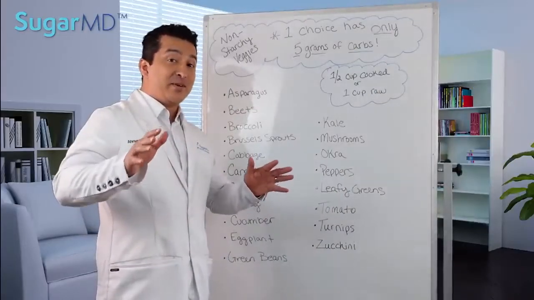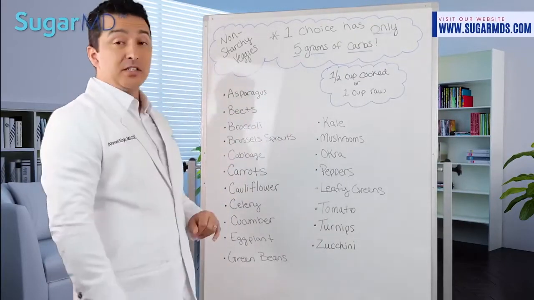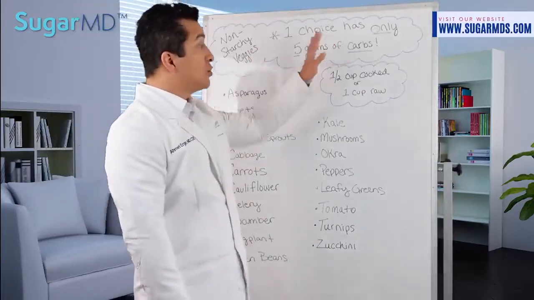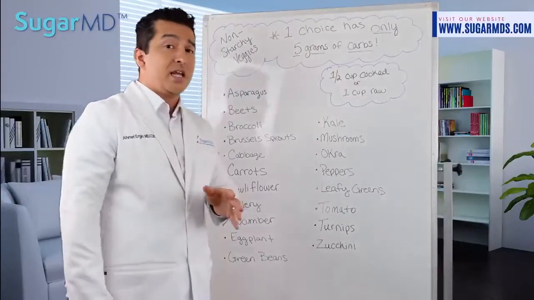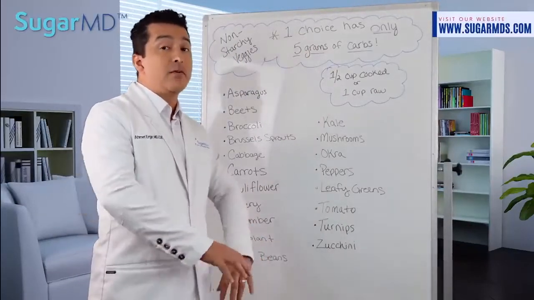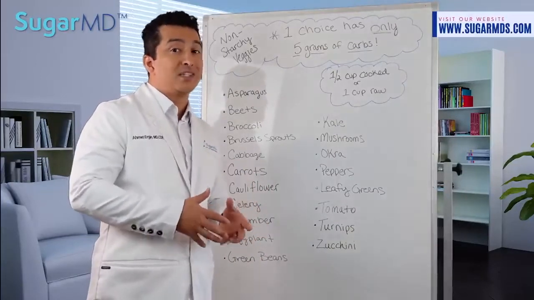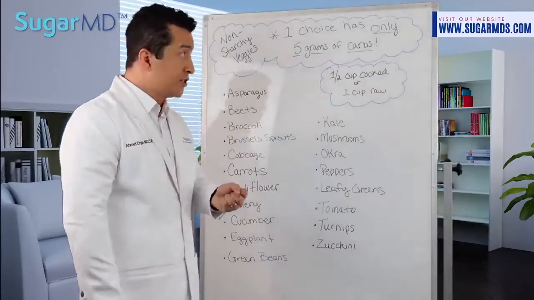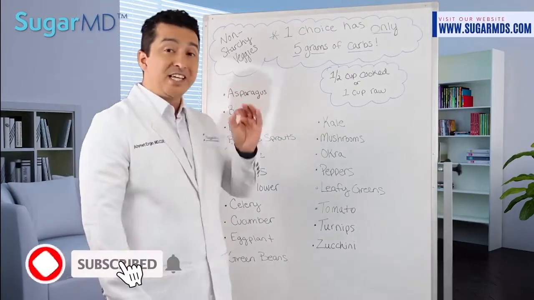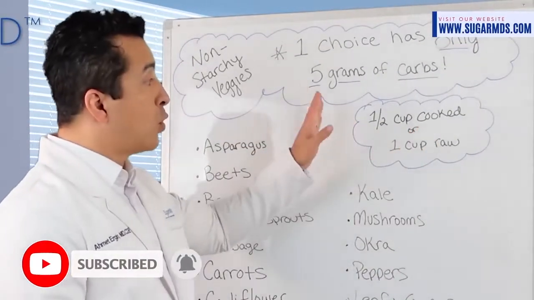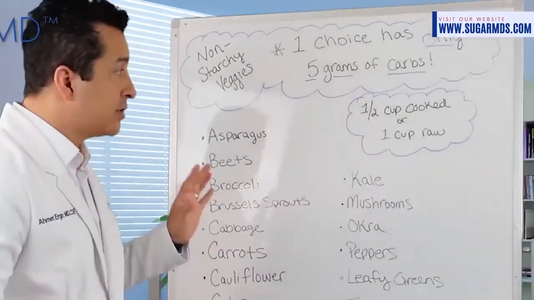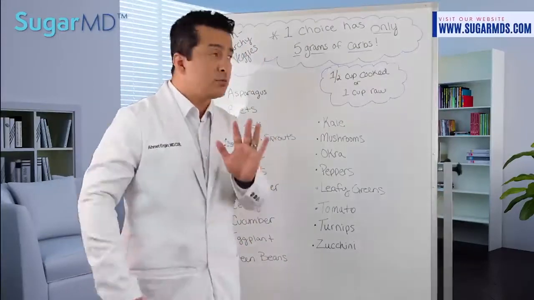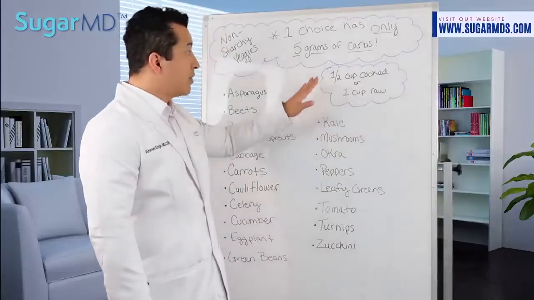Okay, now the fun part, everybody's favorite, the vegetables. Well, non-starchy veggies we're going to talk about right now. And the cool part of the non-starchy veggies is they're very low in carb. One choice of these is only 5 grams. So, again, we talked about the 15-gram choice for regular carby stuff. We talked about one choice being 12 grams for the dairy stuff. Now we're talking about the veggies that are 5 grams only per choice. So, typically, when we say choice, we mean 1 cup of raw vegetables or 1/2 cup of cooked vegetables. So think about this. All these vegetables that I'm going to read to you are only 5 grams of carbs for 1 cup raw and 1/2 cup cooked.